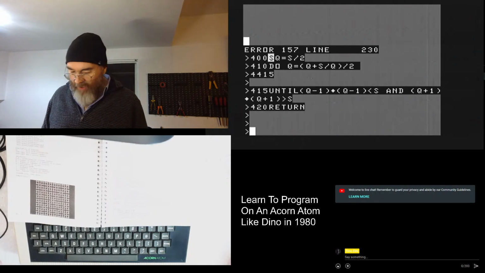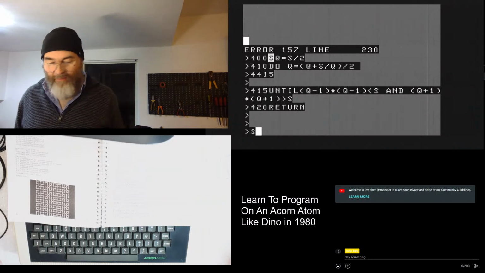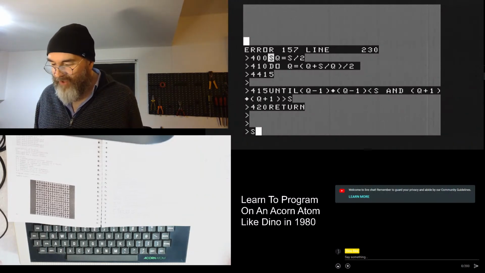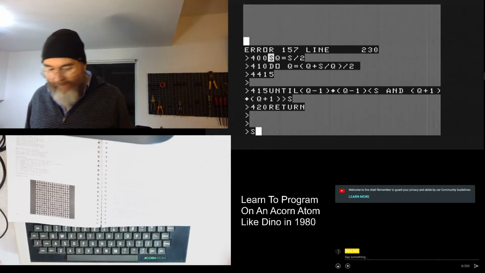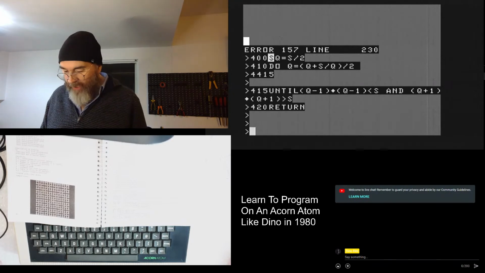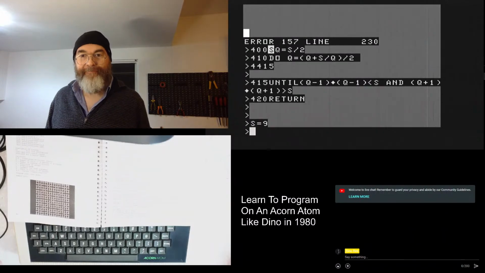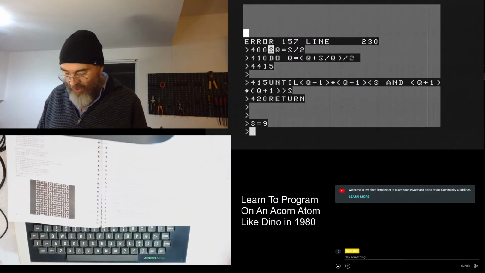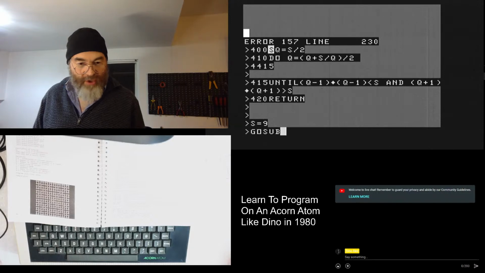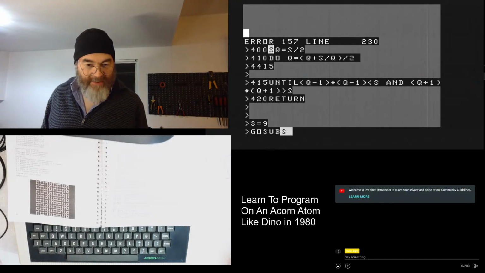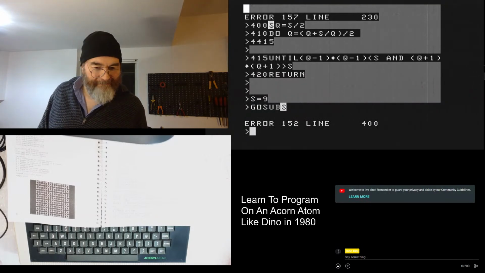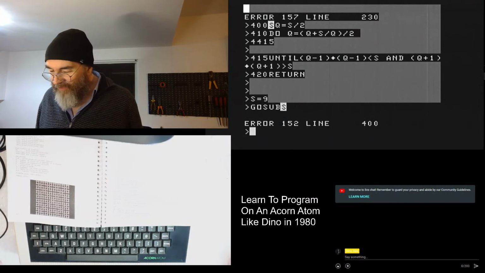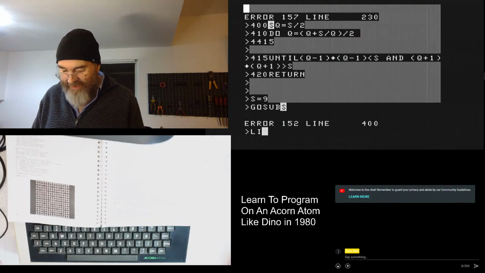Return. So I could actually just test this out right now. What I need to do is put the value that I'm trying to calculate the square root of in S, and I get the resulting Q. So let's just see if this works. If I put S equal to 9 and then I gosub S, we get an error. Of course we do. Line 400. Let's list.